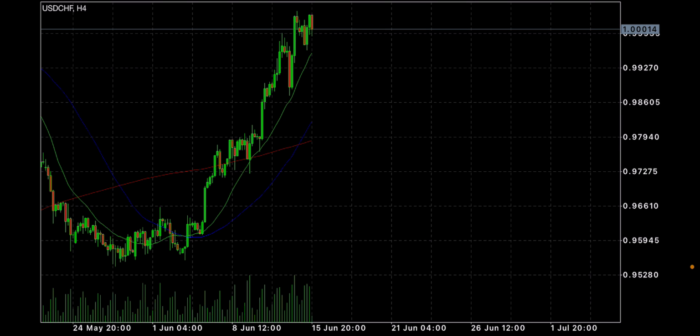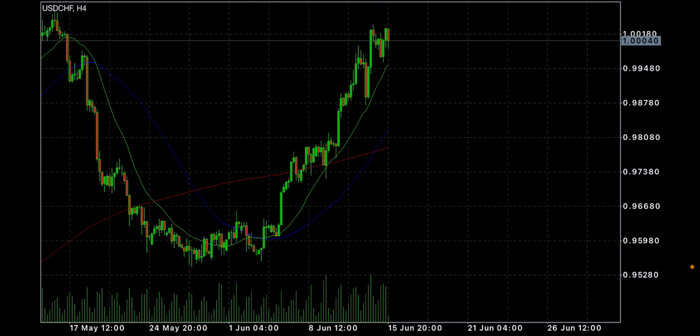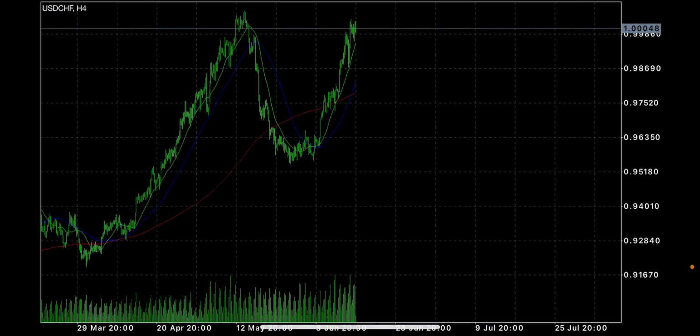Okay. So what we're going to be looking for is anticipation of a price drop, and how far price drops will depend not so much on which currency is stronger than the other, but more so on which currency is weaker than the other.